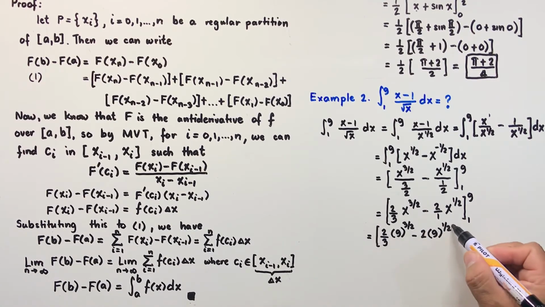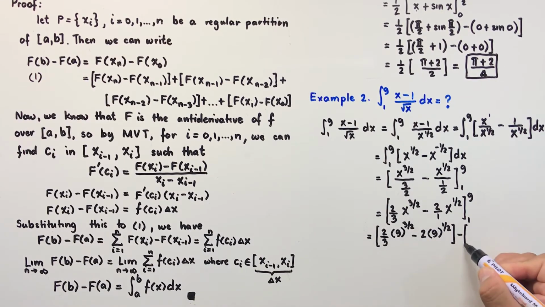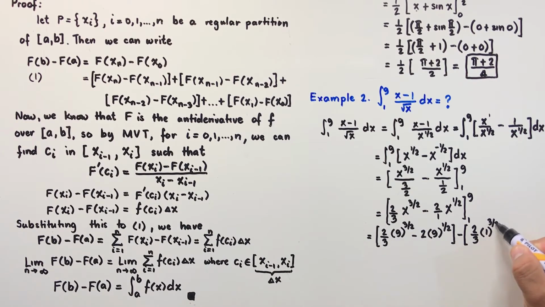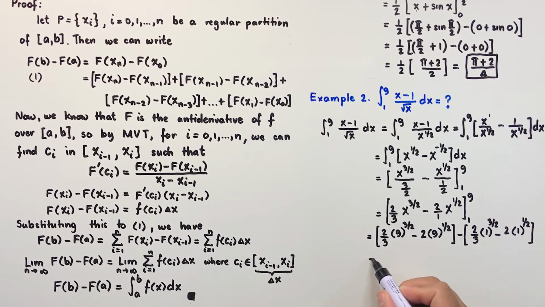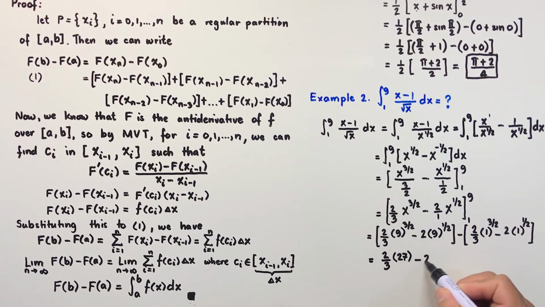And this is the value when you substitute the upper limit 9 here, minus the 2/3 of 1 to the power 3/2 if you substitute our lower limit 1 to our x, and also minus 2 times 1 to the power 1/2. So we have 2/3, and the square root of 9 is 3, and 3 to the power 3 is 27. We subtract 2 times 3 because the square root of 9 is 3.